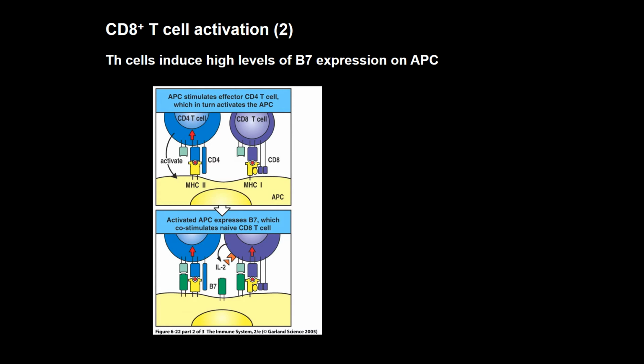Okay? So this is a case where a CD4 T helper cell is helping a CD8 cell become activated indirectly through stimulating the antigen-presenting cell to express B7.